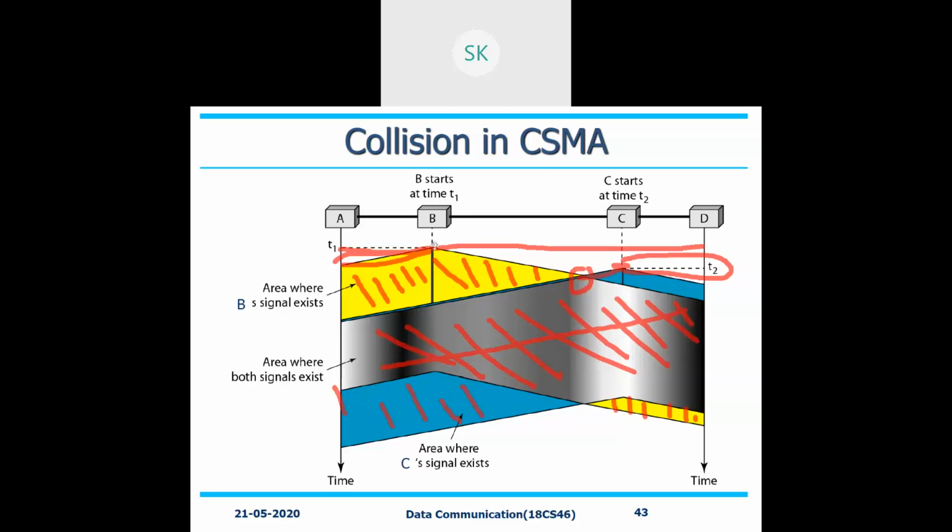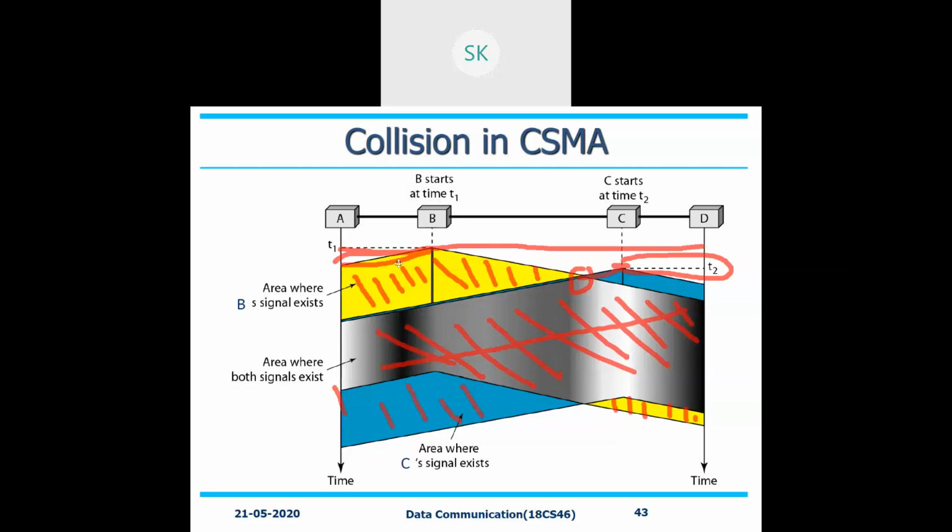Although B station has asked the channel whether it is being utilized by someone else, since it has given the answer as idle, it has started. C also has not done anything wrong. It has also broadcasted a message. It has also sensed the channel. The channel is idle, so that's why it started. But before C started, B had already started its transmission.